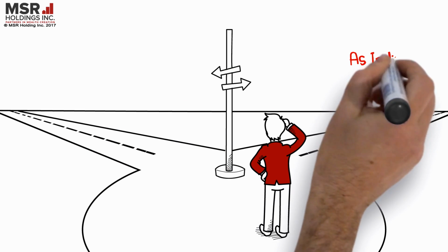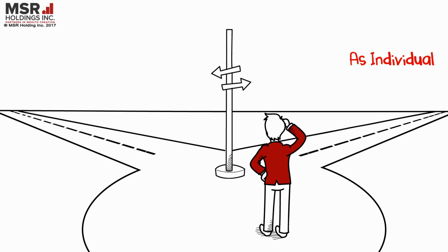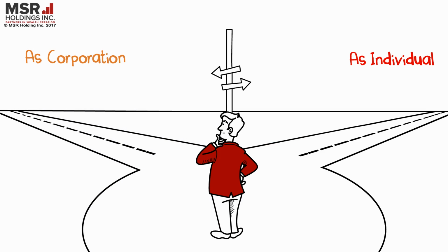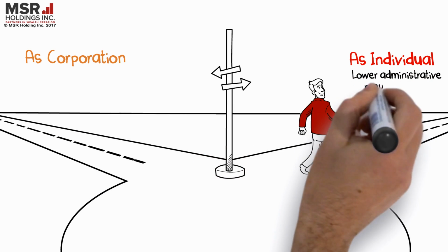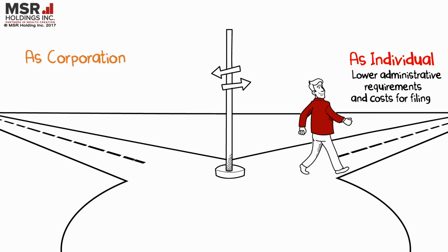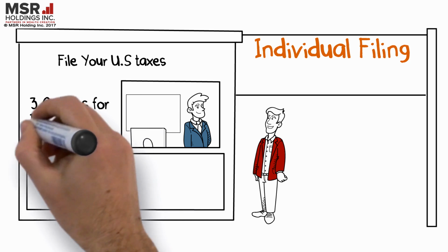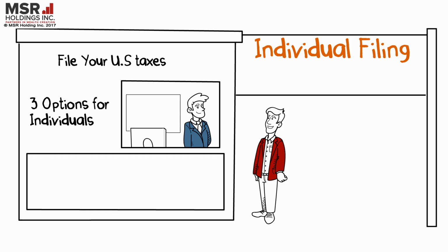1. Investing as an individual. 2. Investing as a Canadian or U.S. corporation. Investing as an individual is the easier of the two options due to the low administrative requirements and costs for filing. That said, if you already have a corporation, we'll be reviewing that later. As an individual, you have 3 routes available to you with regards to filing.